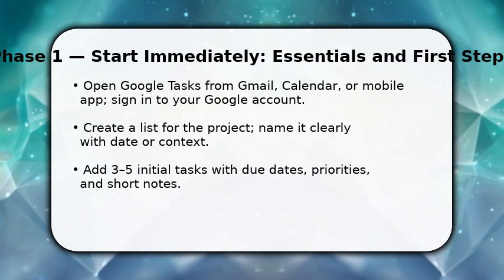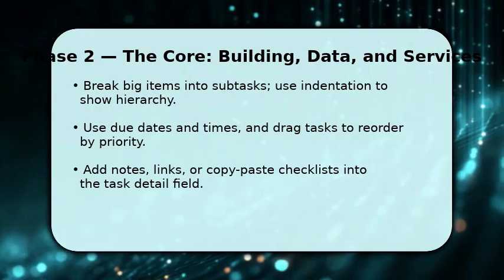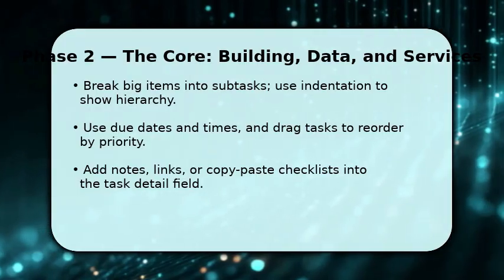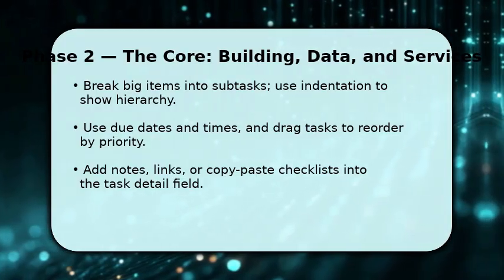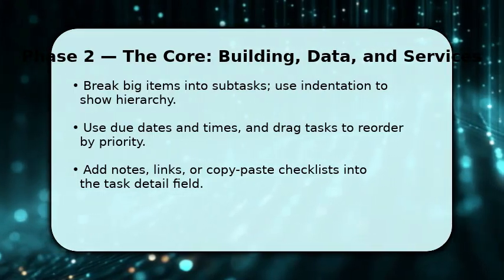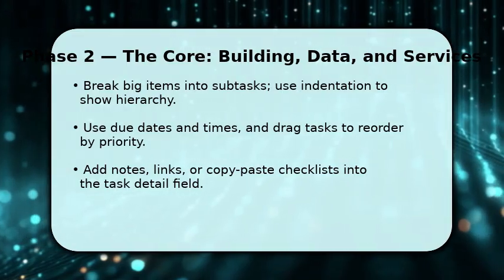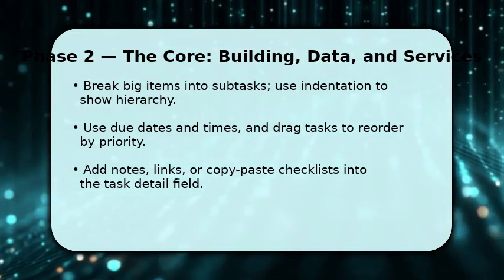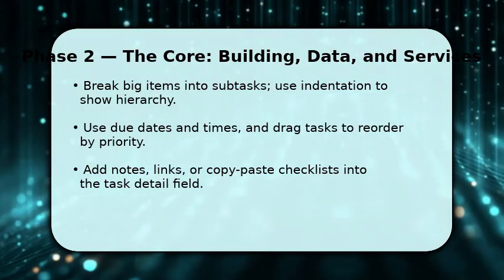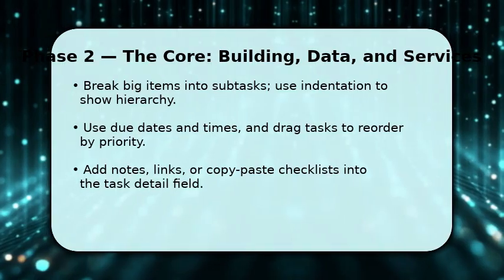Once your initial items exist, break larger tasks into subtasks to create a clear execution plan and show hierarchy by indenting. Then assign due dates and times. If priorities shift, drag tasks up or down to reorder them quickly. Make sure to enrich each task with notes or links: paste meeting agendas, URLs, or a short checklist into the detail field. This helps you see context without opening separate docs, and it speeds decisions.